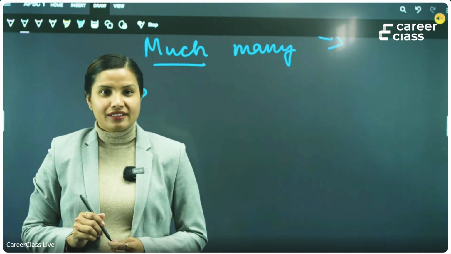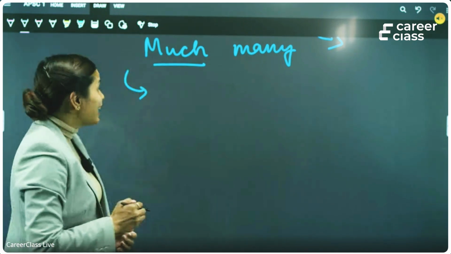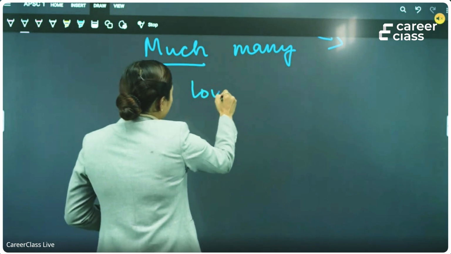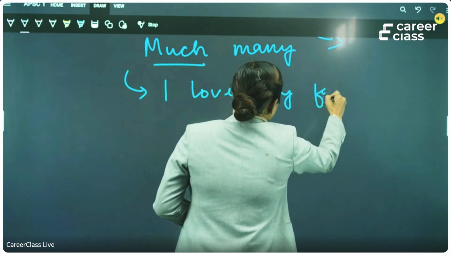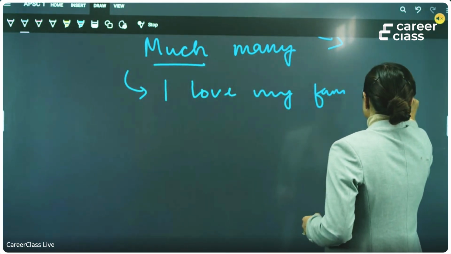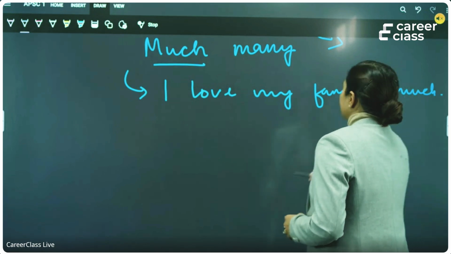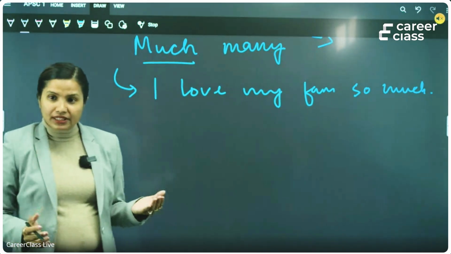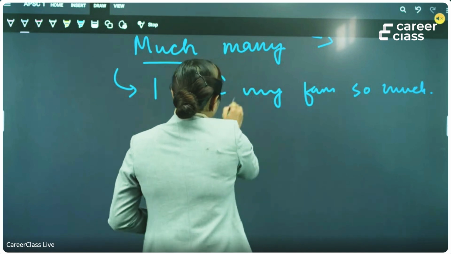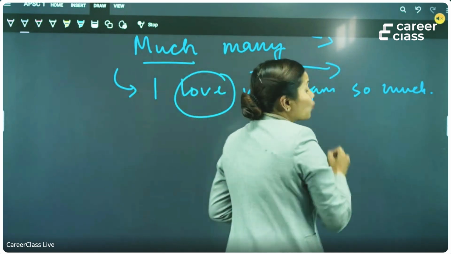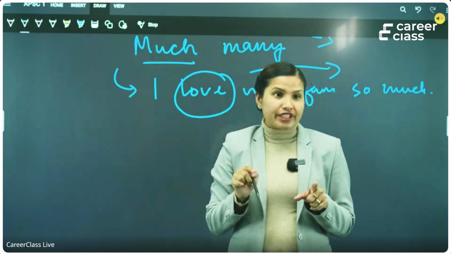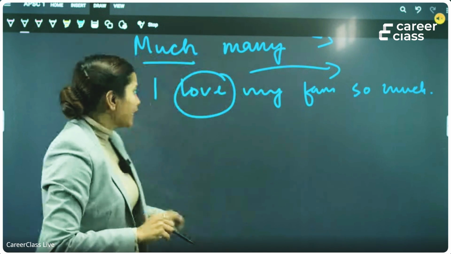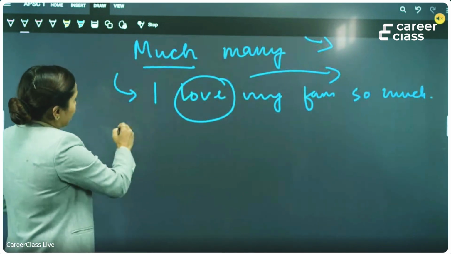I like my family so much. Yes, I love mine. I love my family so much. I love my family very much. And that means your love cannot be quantified or measured in numbers, right? Can you give me another example with many?